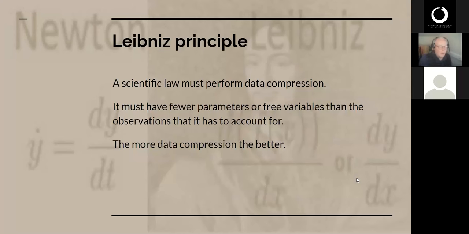A scientific law must have some kind of economy. It must perform some kind of data compression. It must have fewer parameters or free variables than the observations it has to account for. And the more data compression you can do, the better it is, the better the theory. This is a very basic point.